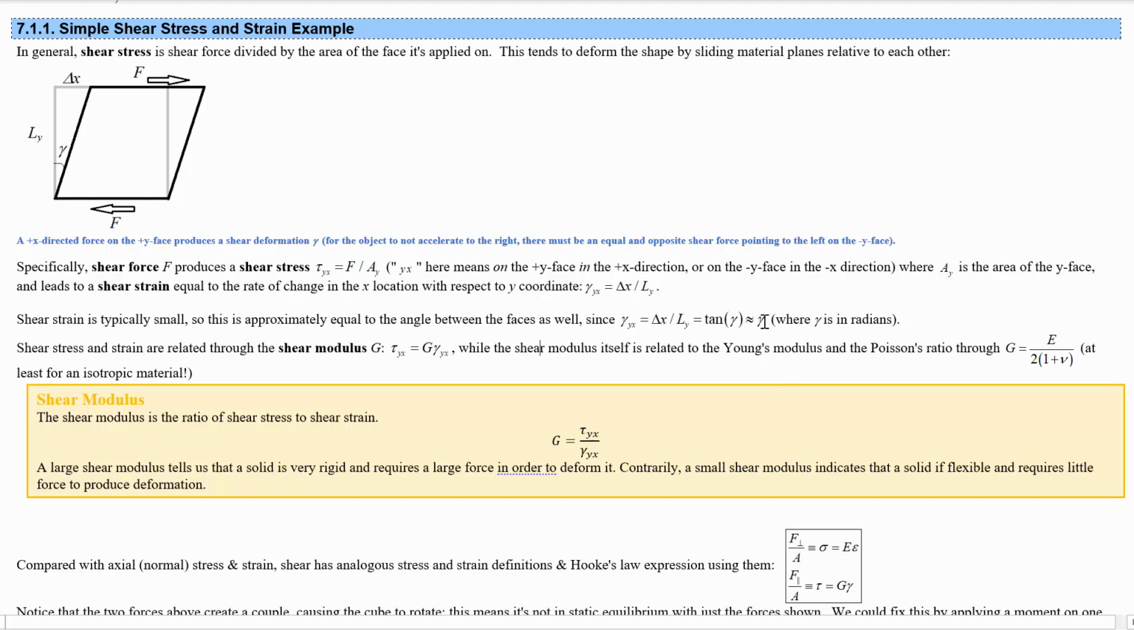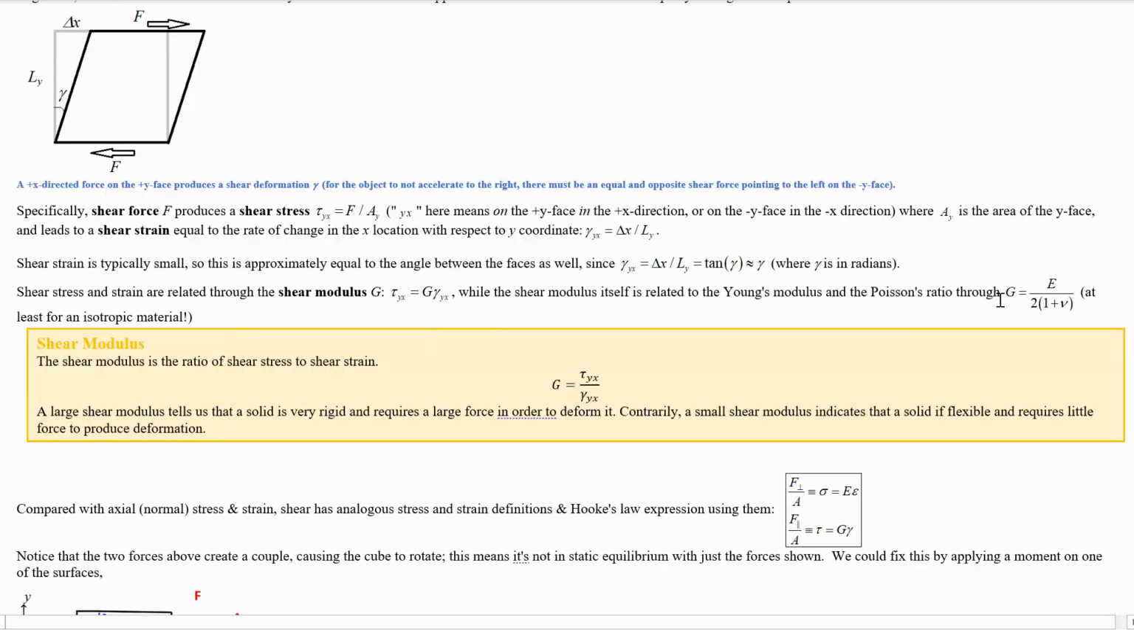Okay, so how is the shear strain, this angle, or more generally the ratio of this to that, related to the shear stress that we applied? Well, through Hooke's law, it's related via the shear modulus. So shear stress, tau yx, is equal to G times gamma yx. Now, the shear modulus turns out to be related to Young's modulus and Poisson's ratio for an isotropic material, at least, by this: G is equal to E over 2 times (1 plus nu).